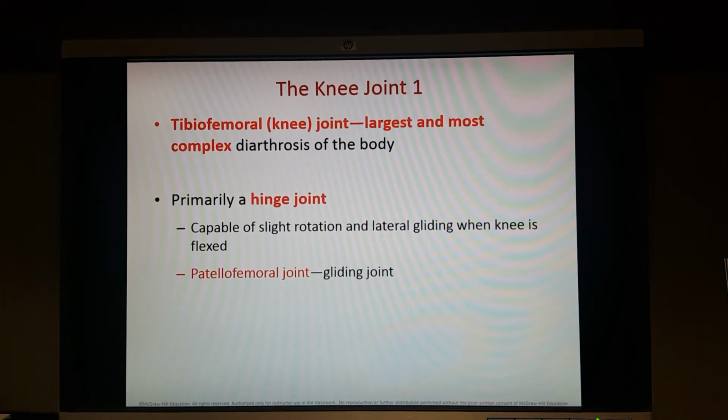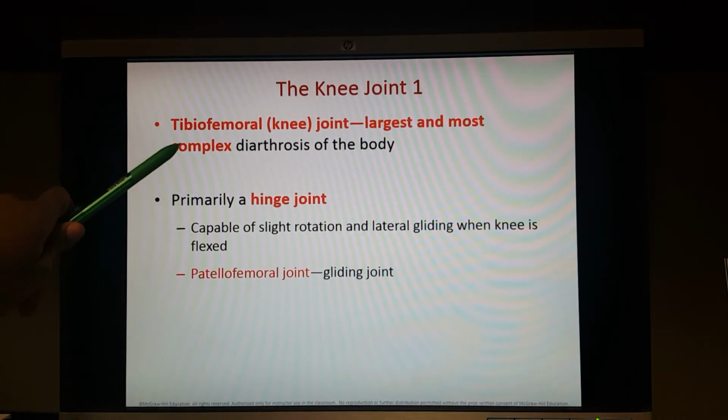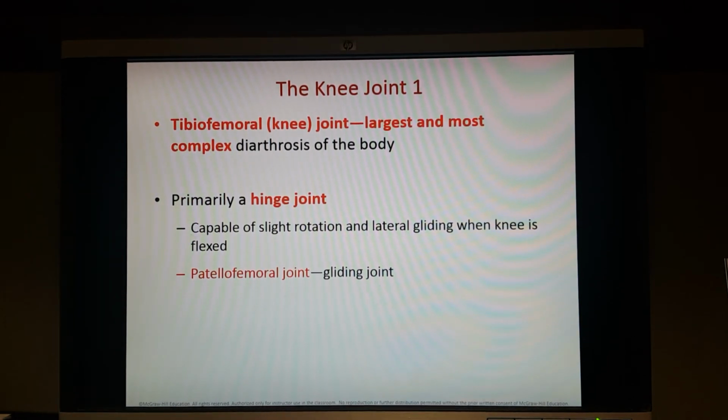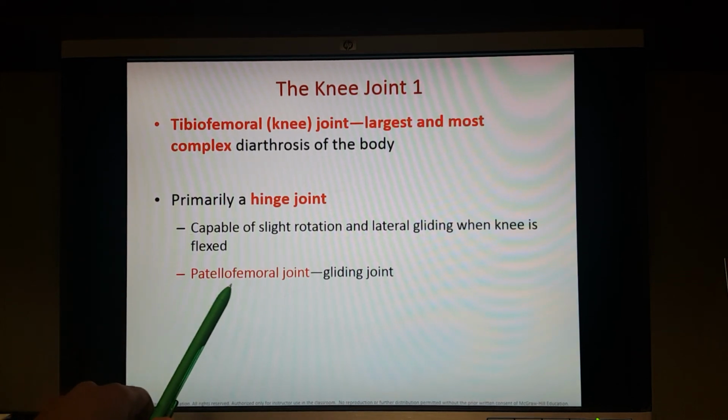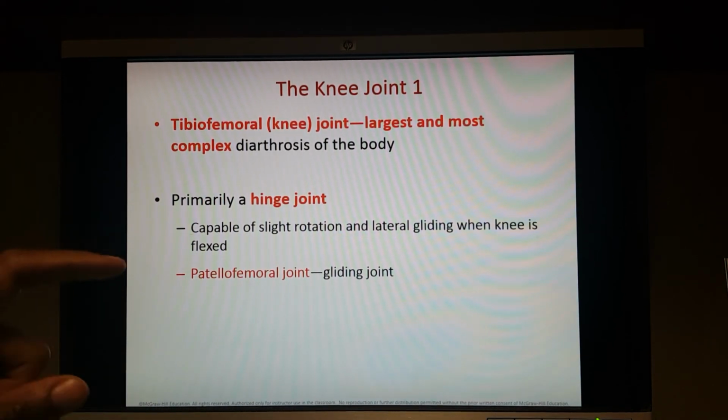Moving on to the knee. Your knee joint is also called your tibiofemoral joint, between the femur and your tibia. It's the largest and most complex of your joints. Again, being even lower on the body, needing help with bearing all the weight that is on your body. Primarily, your knee joint is a hinge joint. There is one more joint in that region, the patellofemoral joint, which is a gliding joint between the femur and your little tiny patella kneecap that's in the front.